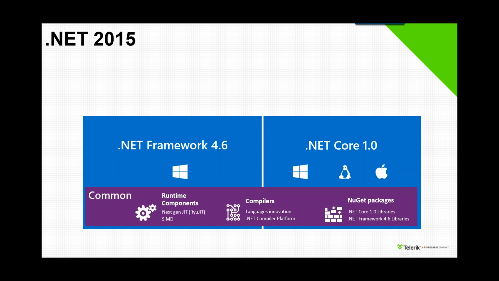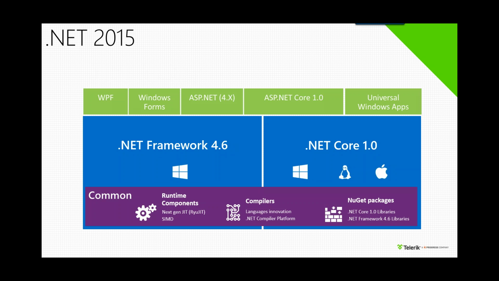It uses language innovation, .NET compiler as a platform, all those things. Well, .NET Core is available as a NuGet package, right? So for example, .NET Core 1.0 libraries are available as a NuGet package. So you just keep the NuGet packages in your output folder, and then that's it. You're up and go, right? So this is how it is.